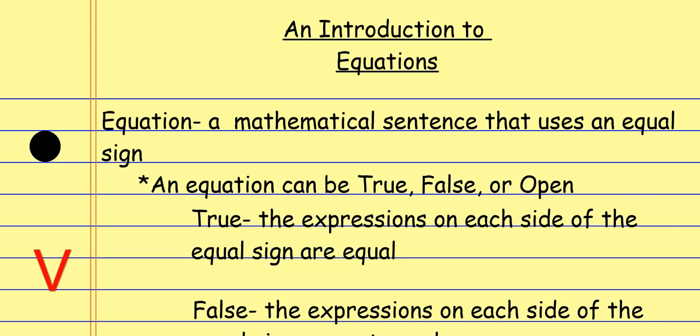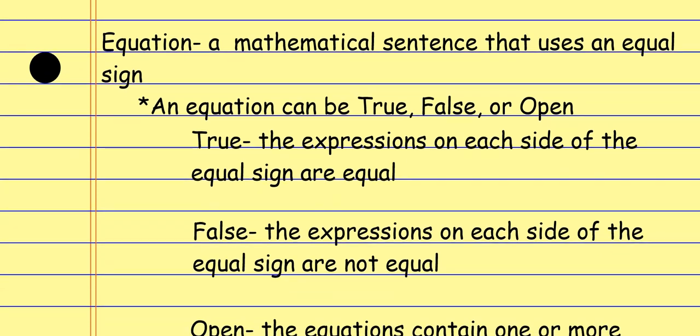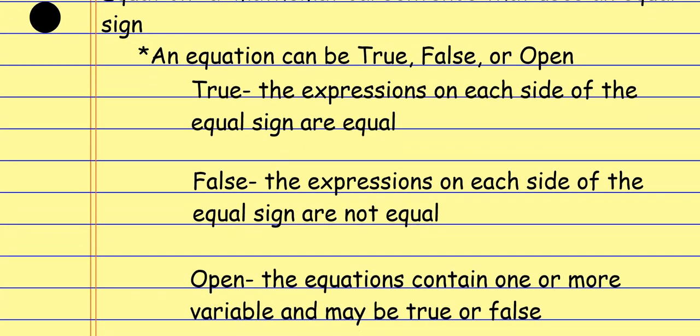It's false if after simplifying the expressions on each side, I don't get the same thing on each side of the equal sign. If I end up with 4 equals 7, then it's false. It's an equation that wasn't true because I didn't get the same thing on each side of the equal sign.